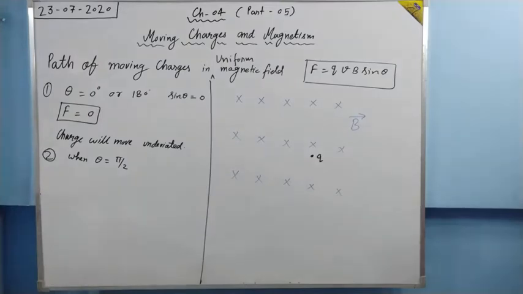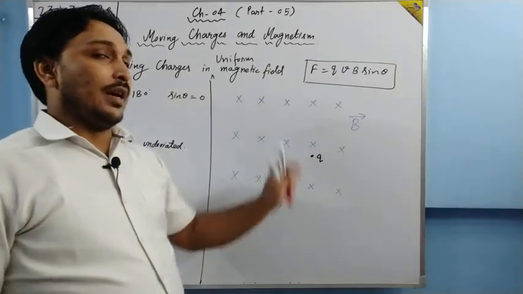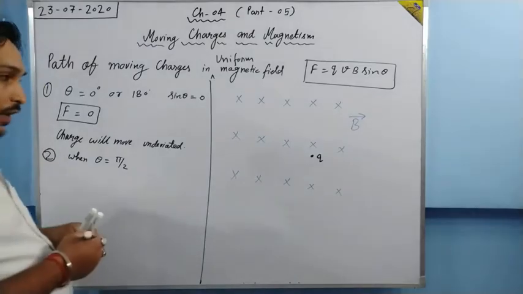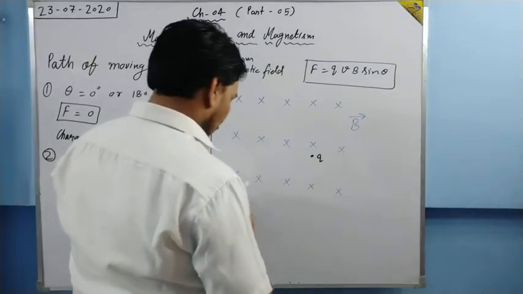What is the force acting on the charge? The charge is kept over there, the charge is at rest. What is the force acting on the charge? It will be 0, because the charge is not moving, velocity is 0, and that's why the force acting on the charge is 0.